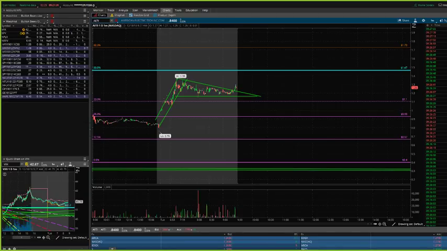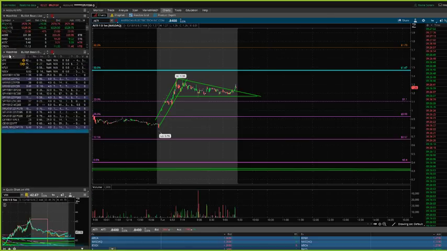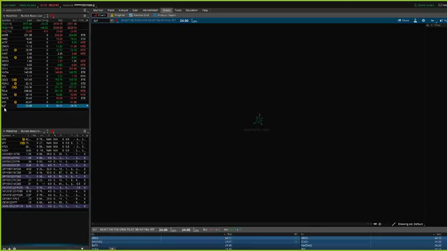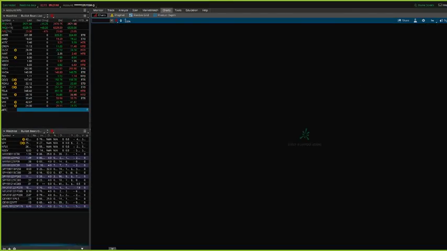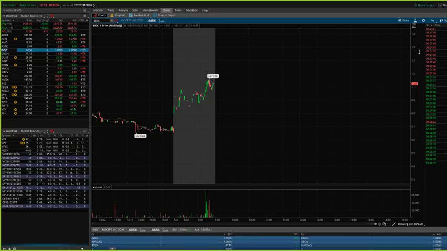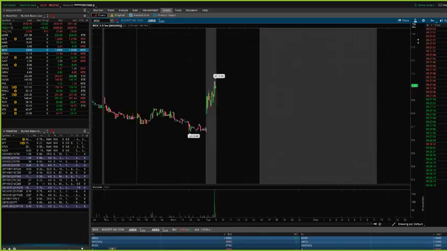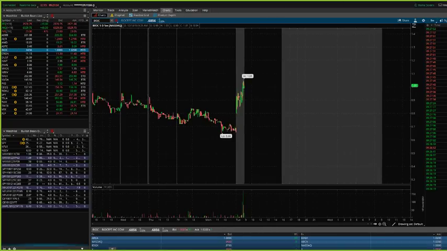Red's watching BIOC. I think that's a good one to take a look at. Let me move my watch list down a little bit and add AETI, BIOC. We can take a look at BIOC. Got some nice volume and price action. We got about 2 minutes to the bell.